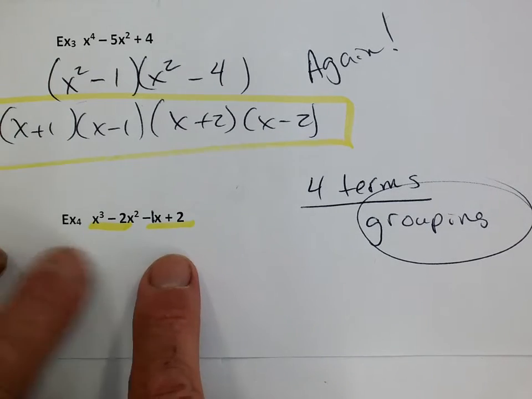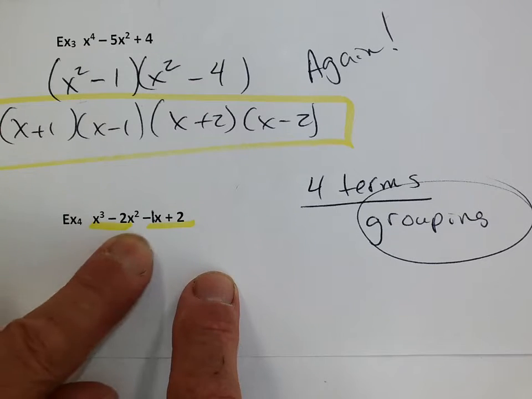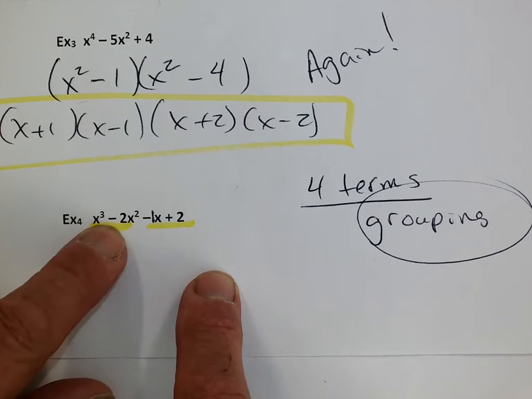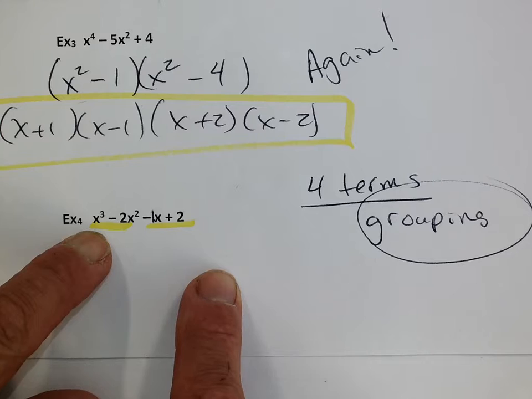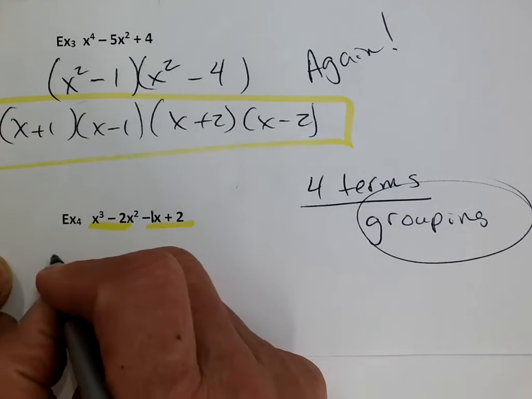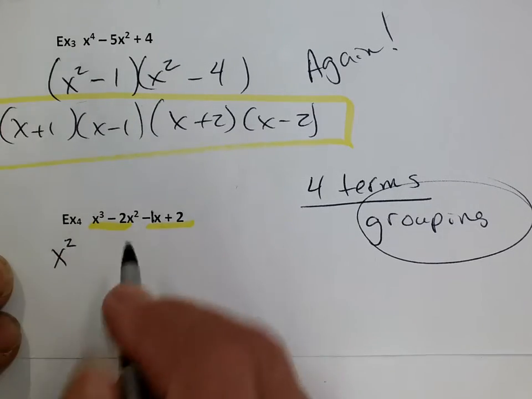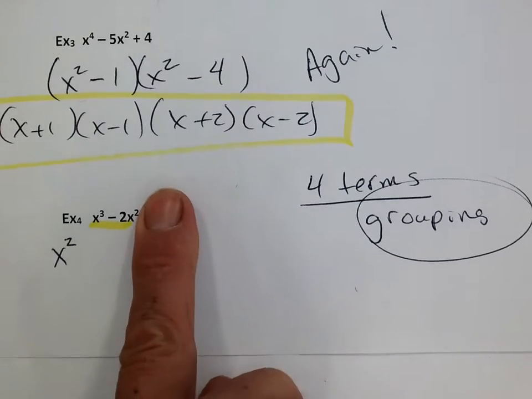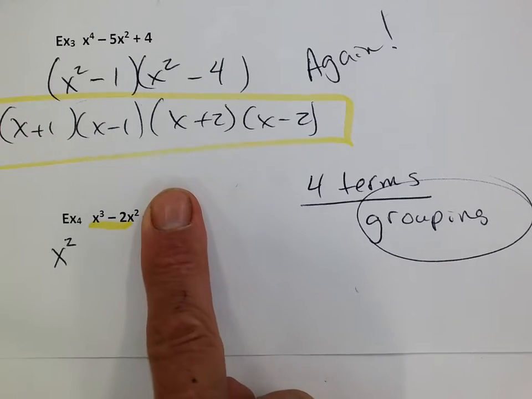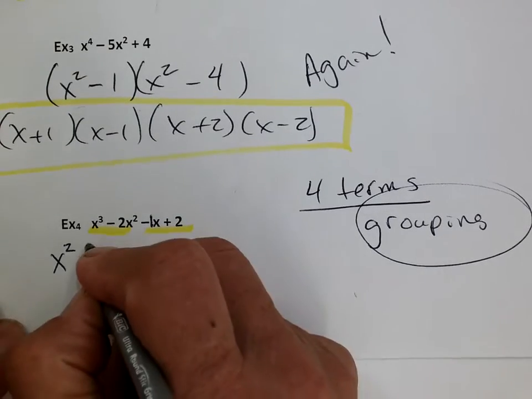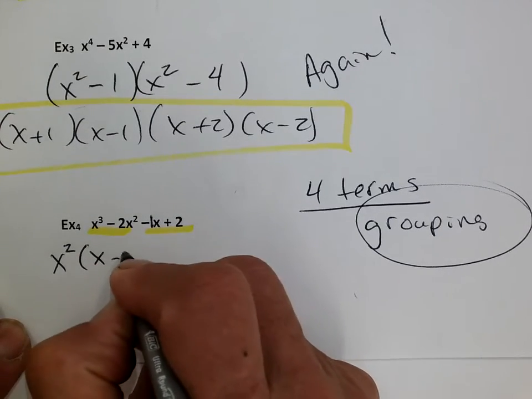Okay, so let's take a look at the first group. What do they have in common? Well, they've got an x squared, don't they? So if I take out the x squared out of the first 2, just the first 2, ignore the next, just look at those 2, okay? So if I take x squared out of the first 2, I'm going to have an x minus 2 left over.